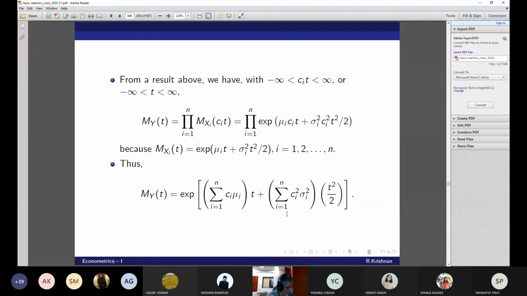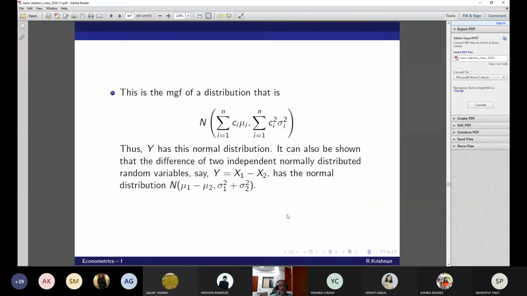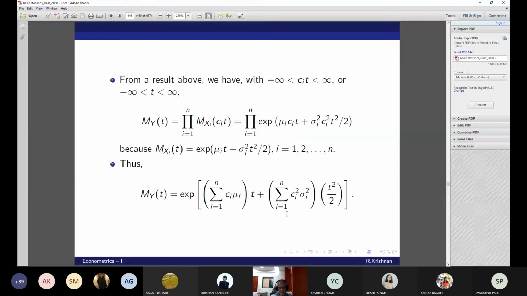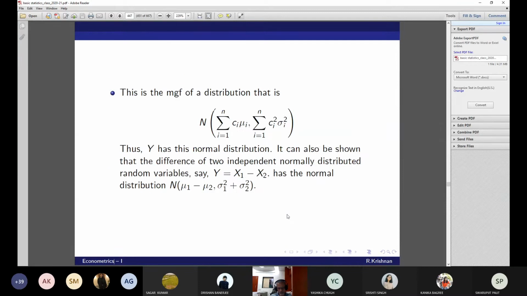Okay, and here it follows that this is the MGF of a distribution. That is, given the MGF, you write the distribution; given the distribution, you bring the MGF. This is also a good exercise. Be ready for such exercises.